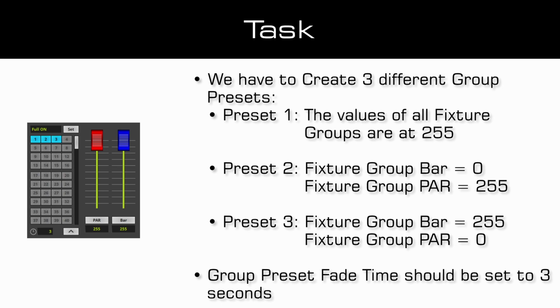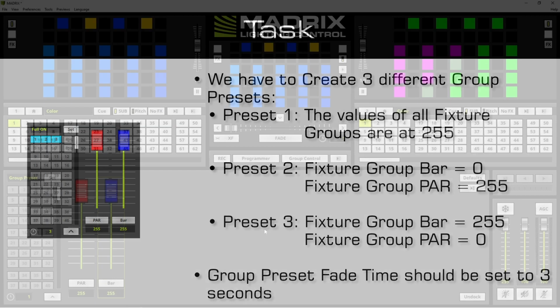In group preset 1, the values of all Fixture groups should be set at the value 255. In group preset 2, Fixture group bar should have a value 0 and Fixture group par should have the value 255. And in the last preset, the Fixture group bar should have the value 255 and the Fixture group par should be set to the value 0. The fade time of all Fixture groups should be set to 3 seconds.